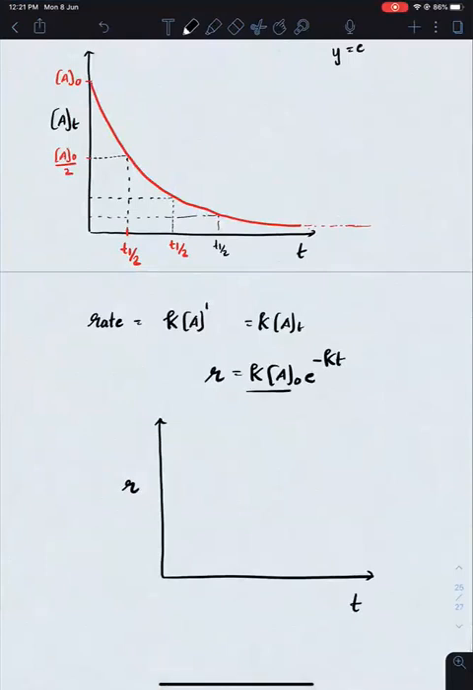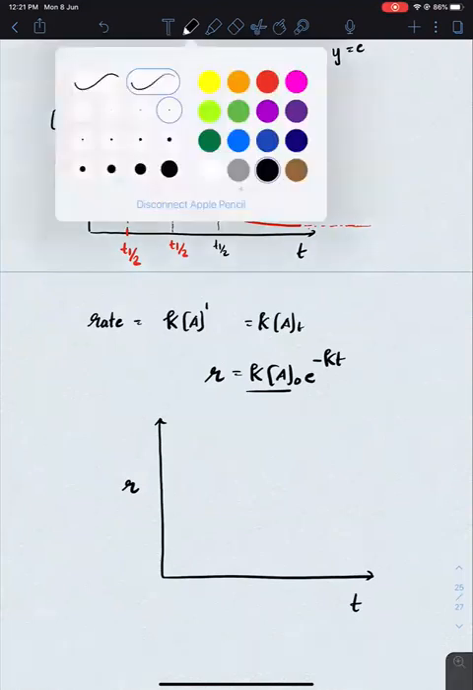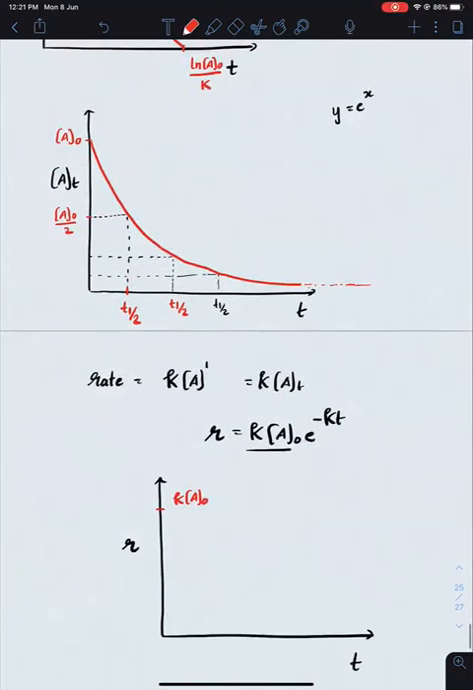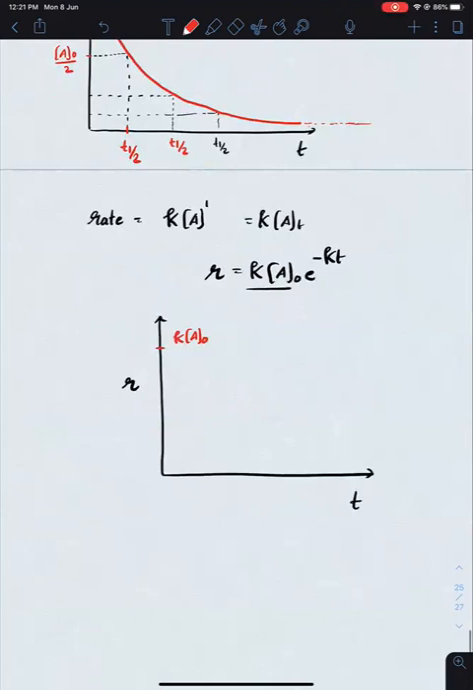Okay. In this case, if t is equal to 0, this particular point will be K times A naught. Initially it was A naught, and you are simply multiplying this value by K. The graph will shift a bit upward, but the nature of the graph will remain the same. It will touch the x-axis at infinity. So the nature of the graph remains the same, but the scale values change.